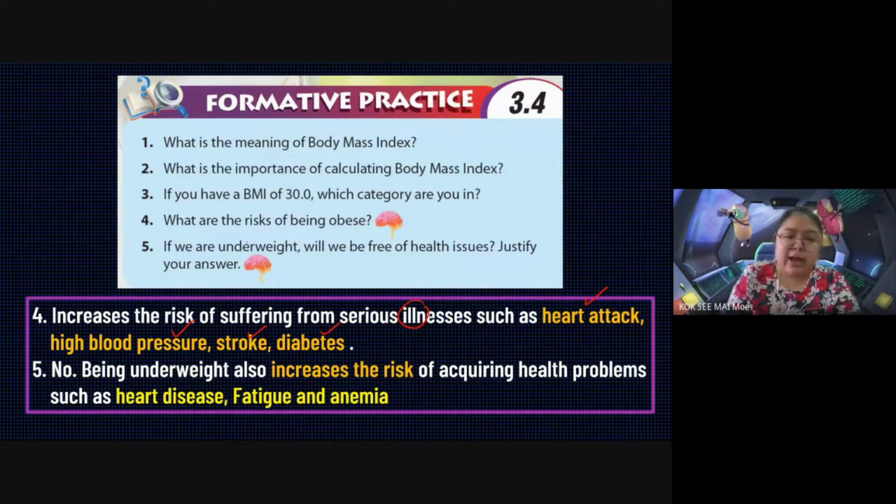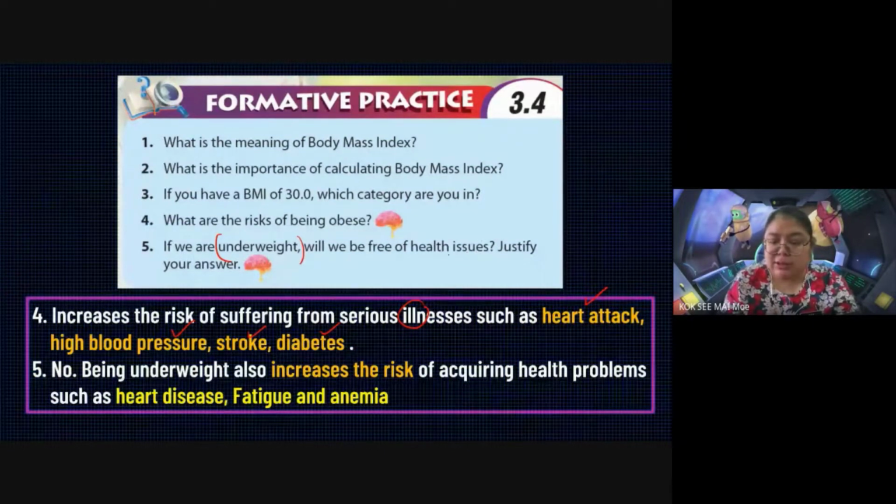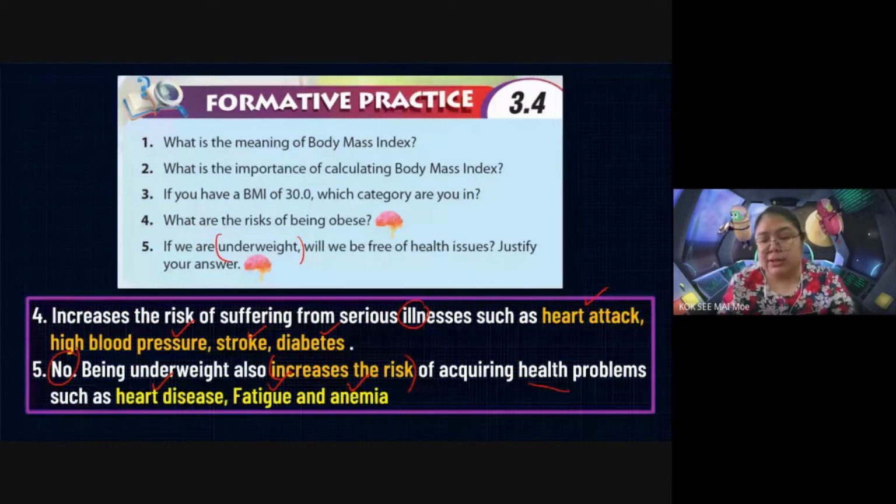Number 5, underweight. What's the problem? First one, they ask you, is it a healthy issue? The answer should be no, not healthy. Why? Because underweight also increases the risk of acquiring health problems. So what's the illness they get? Heart diseases, fatigue, and also anemia. So these are 3 examples of the illnesses we find in a person who is underweight.